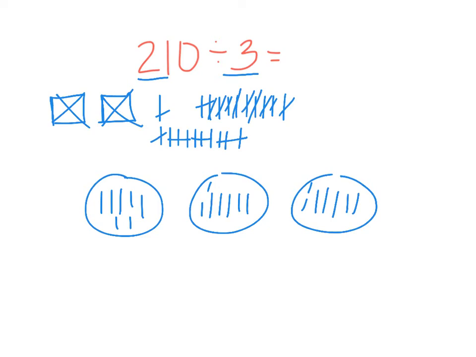So 210 divided by 3 equals 7. But it's not 7. What is each of these longs? It's going to be 7D. And that makes sense because my fast fact is 21 divided by 3, which is 7, but I'm working with an extra 10 and making it 10 times bigger. So it's 10 times bigger than 7, which is 70.